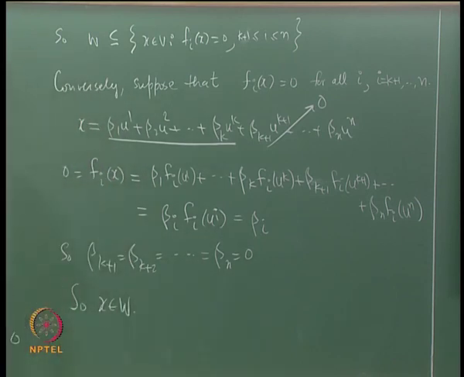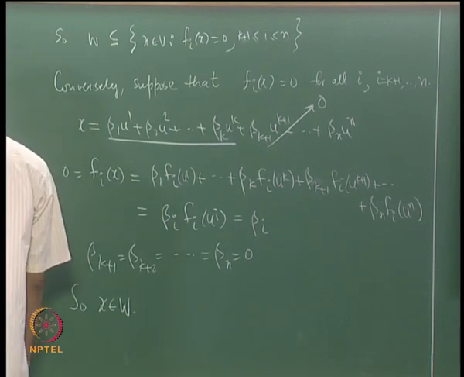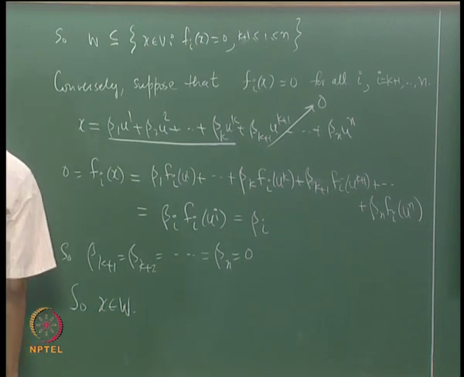So I have started with an arbitrary vector in the right hand side subset. I have shown that that belongs to W. So the right hand side subspace is contained in the left hand side subspace. So W is equal to this, and hence the theorem corollary. Let me just write one more step to make the final part transparent. Let me write that here.